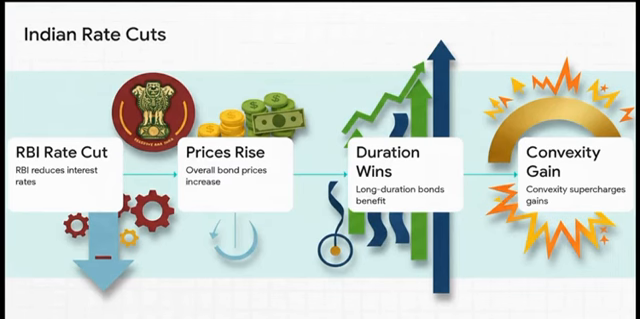Let's anchor this in a real scenario. Imagine the Reserve Bank of India announces a major reduction in interest rates to stimulate the economy. When the central bank slashes rates, it sets off this mechanical chain reaction. First, bond prices naturally rise across the board. Second, bonds with long duration benefit more, simply because they have a higher sensitivity to those rate changes.